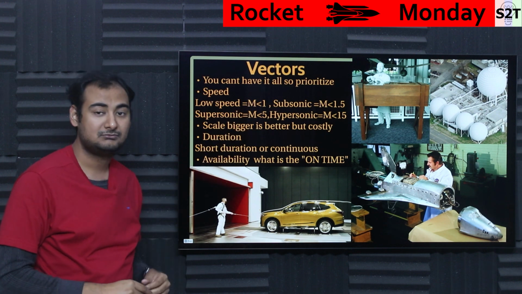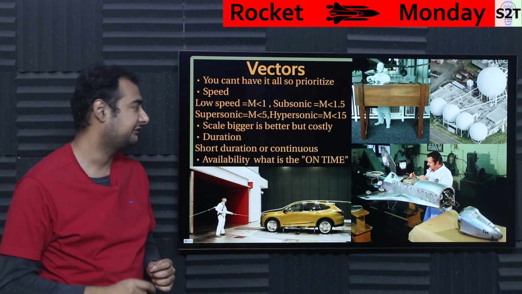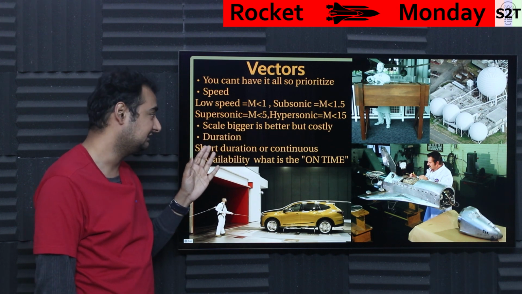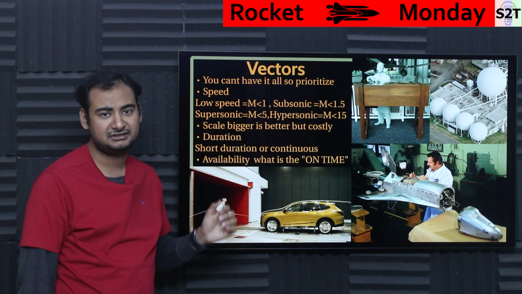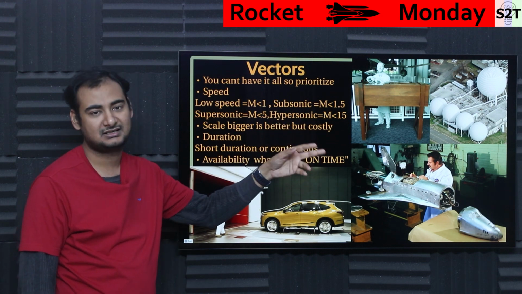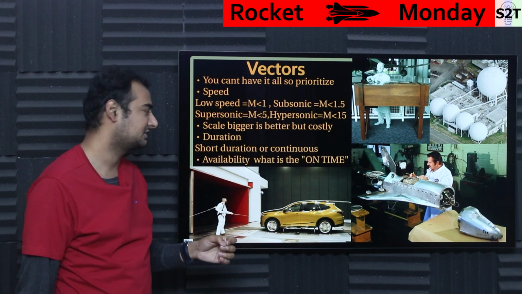So subsonic is generally under Mach 1. Then we come to supersonic, which generally means under Mach 5. Then we have hypersonic, generally under Mach 15 or even 20. At this point in time, generally most things are pulse based, so you can go to very high Mach speeds.